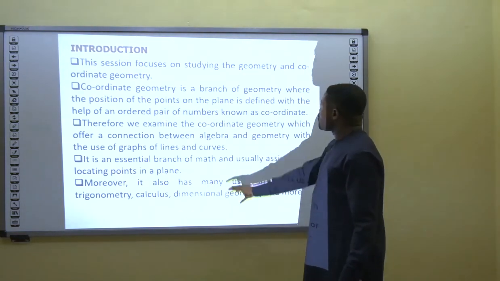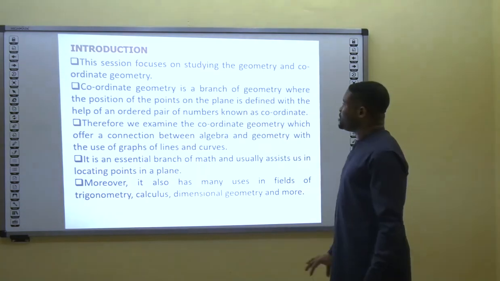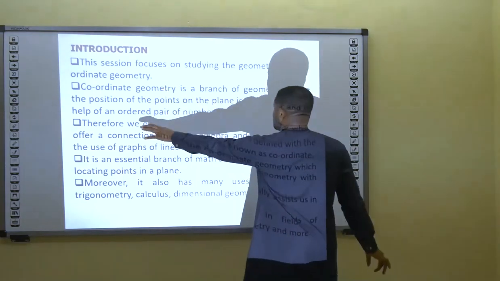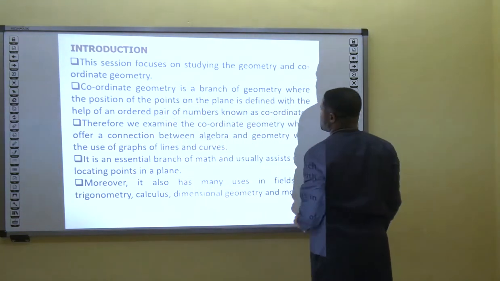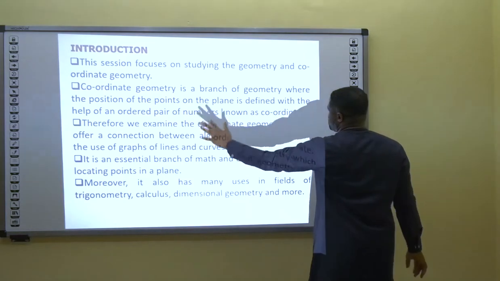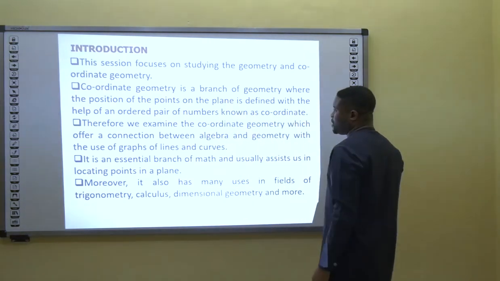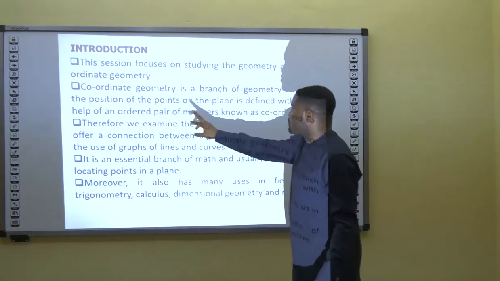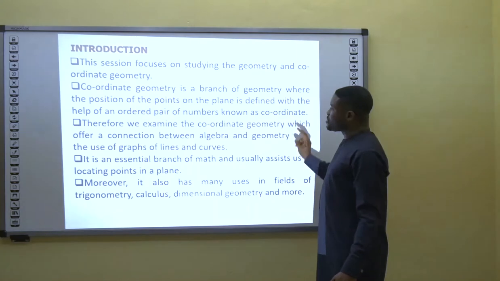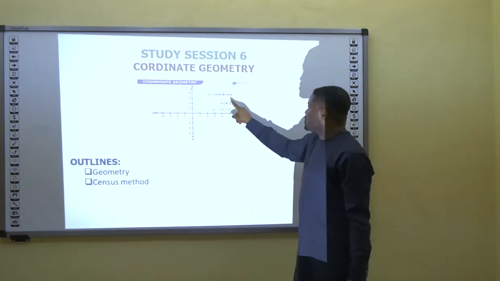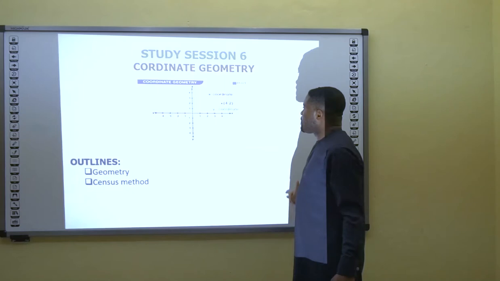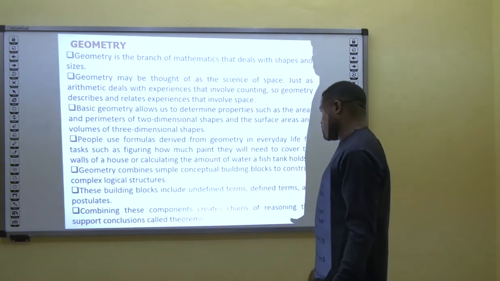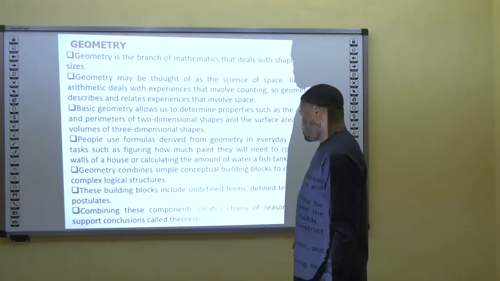Coordinate geometry is a branch of geometry where the position of points on a plane is defined. A plane can be just a flat level ground or a level map where you can see the different topographies. The position is defined with the help of an ordered pair of numbers known as coordinates, like you can see in this case. There's a point of coordinates here. So geometry is all about that. It's more like reading what these are all about.